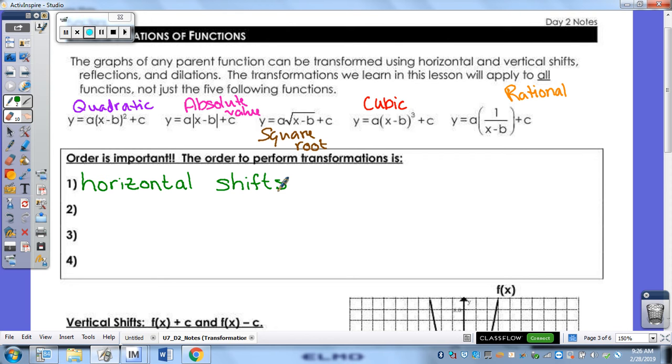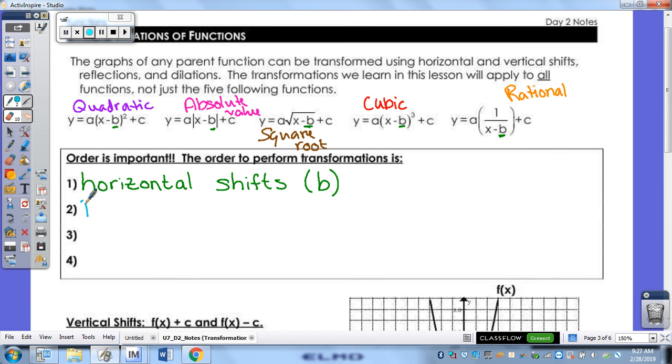So your horizontal shifts are that letter B. So if you look in each of our equations, we have a letter B. B is the value that's always right there next to x. So if there's going to be a B value, it's going to be right there next to x. It'll be x plus 1 and then squared, or like absolute value of x minus 5. It's with x. That is your B value. That's telling you to move either left or right.